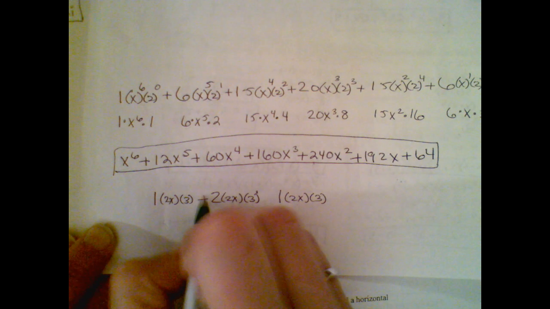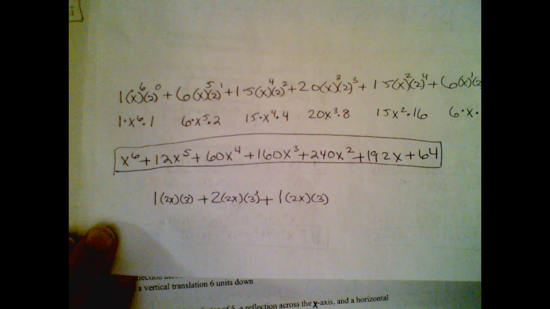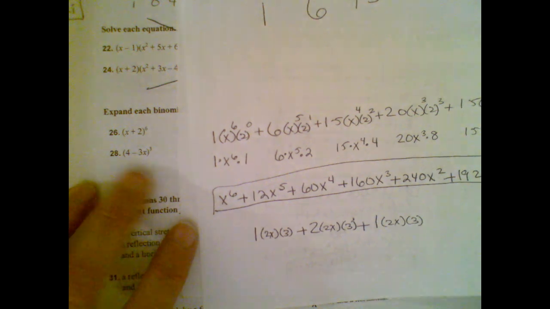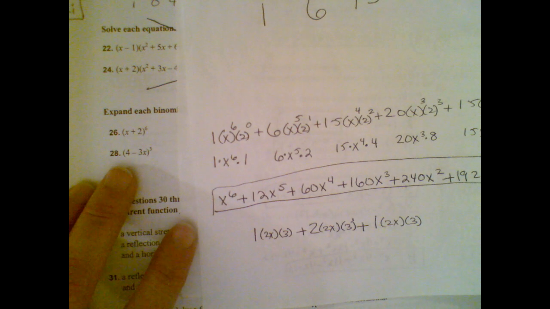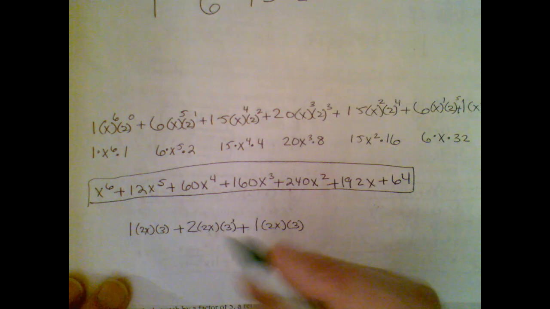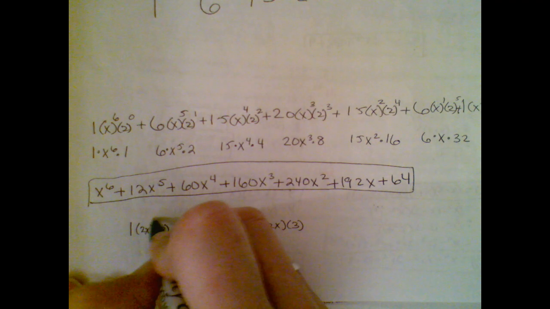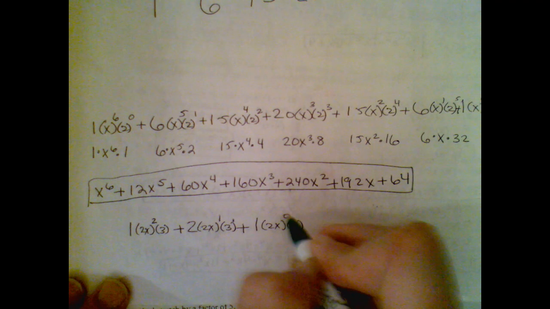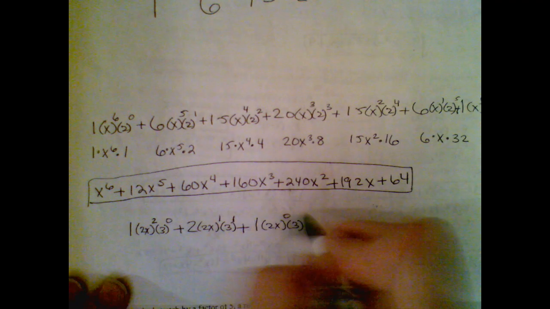We're going to put a plus sign. We're always going to put a plus sign. If, let's say it was like number 28, a 4 and a negative 3x, we would put a 4 in one set of parentheses and a negative 3x in the other set of parentheses. But you still put the plus signs. So then it was the second power, so we're going to start with 2, go down to 0, and then start with 0 and count up to 2.